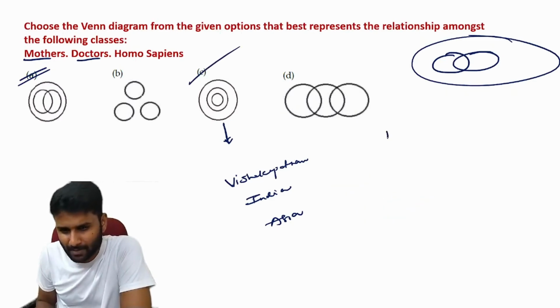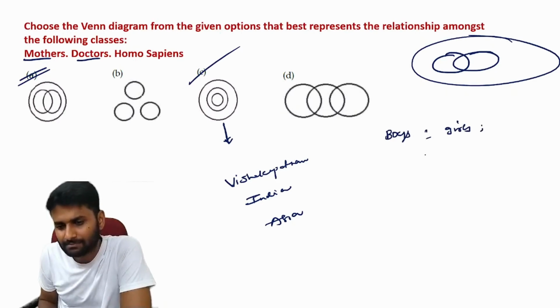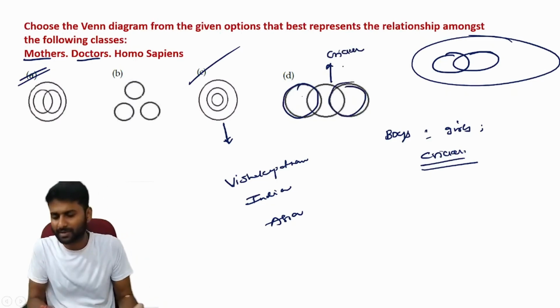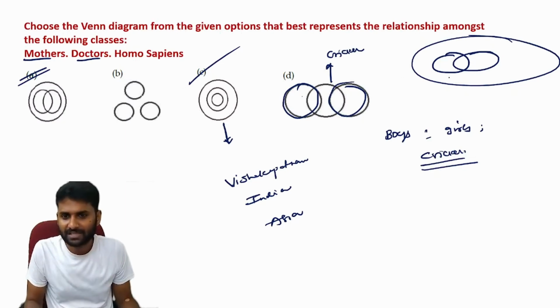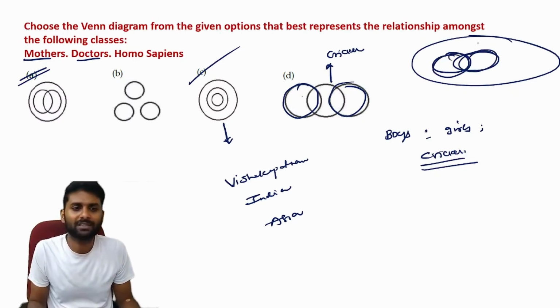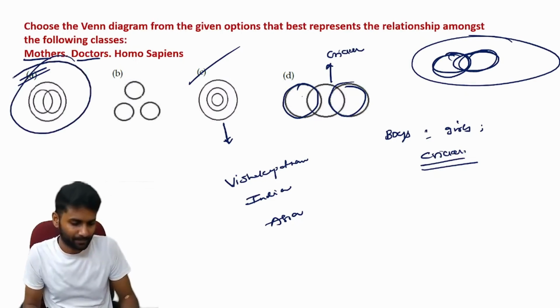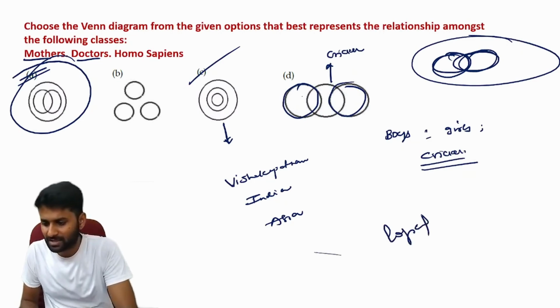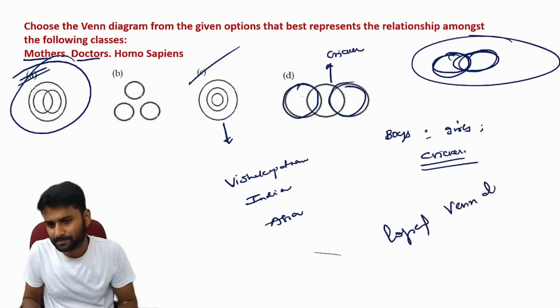Let's check with this one. Boys, girls, and cricketers. Then how can you connect? This is the cricketers, and some of the cricketers are boys, some of the cricketers are girls. So you can include that information in the respective picture. That's why, some mothers are doctors, some daughters are mothers, then all belong to the Homo sapiens. That's why here the suitable answer is A. Hope it's clear. This is all about the logical Venn diagram concept.